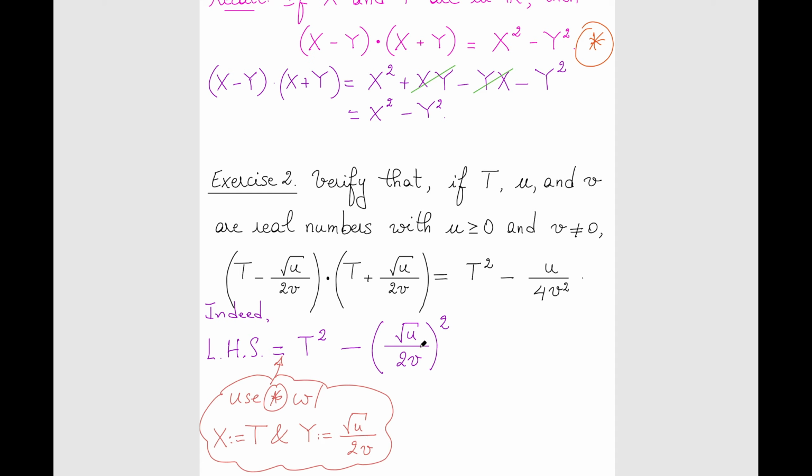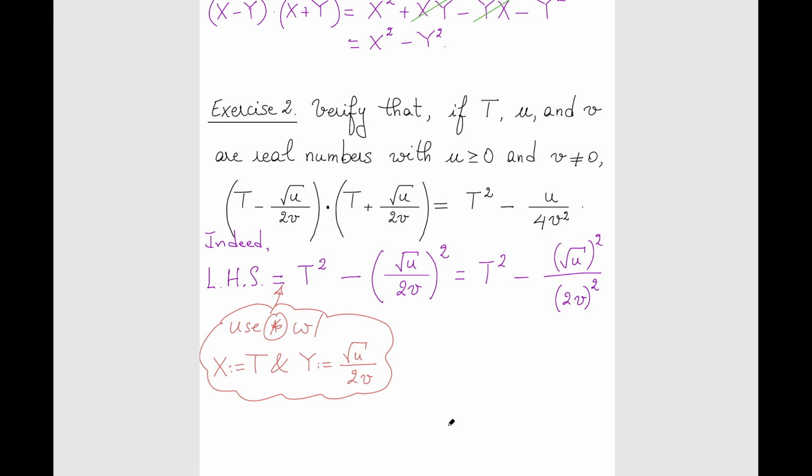Okay, so what are we promised to get? We promised to get this piece, correct? So this is equal to t squared minus... the square of a quotient is the quotient of the squares, right? What's the square root of u squared? Let me write it: square root of u, squared, divided by the square of 2v, correct? What's the square root of u squared? The square root of u squared is u, right?